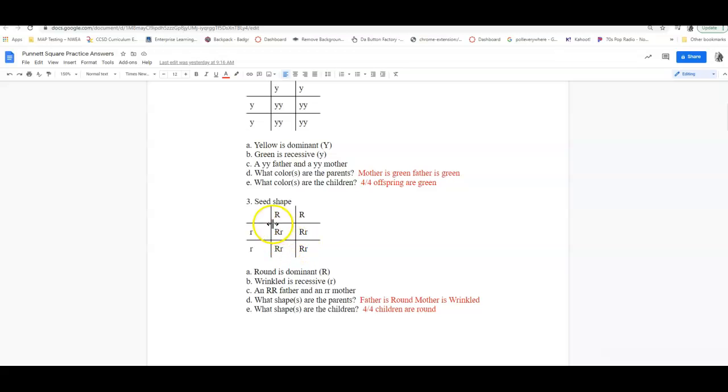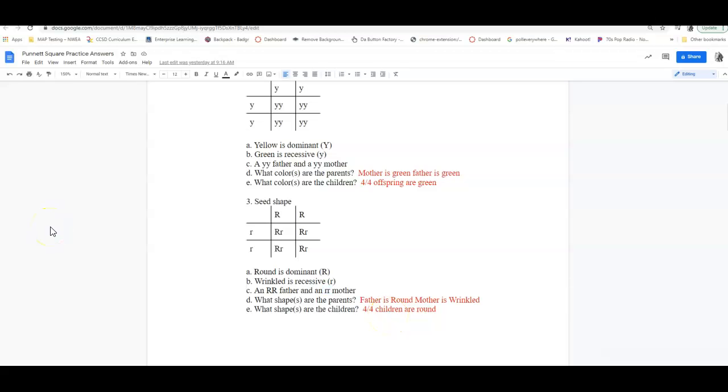So we're right here, C shape. It says that capital R is dominant, and that means round. And then wrinkled is recessive, and that's a little r. So if I look at a baby, it has a big R and a little r. Dominant's there, it shows up, it's round. Dominant is here, it shows up, it's round. Dominant here, it shows up, it's round. The only one that would not be round is right down here, where the mother has two lowercase. So the only time you see the recessive trait is when you have two lowercase letters. So mom is going to be wrinkled, and everything else, dad and all 4 kids are going to be round.